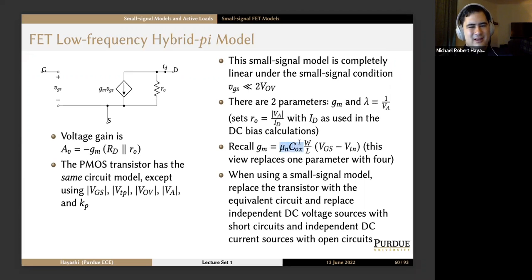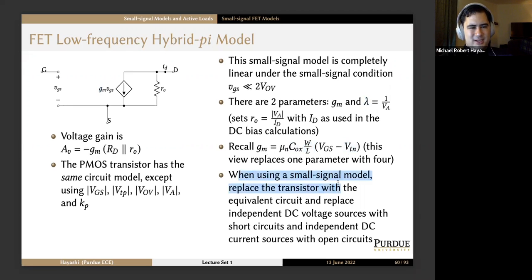If you want to think about all the parameters that go into calculating g_m, you have electron mobility for an N-channel MOSFET, oxide capacitance per unit area, aspect ratio, and then the threshold voltage. I don't think this way. Think in terms of g_m and the channel length modulation parameter.